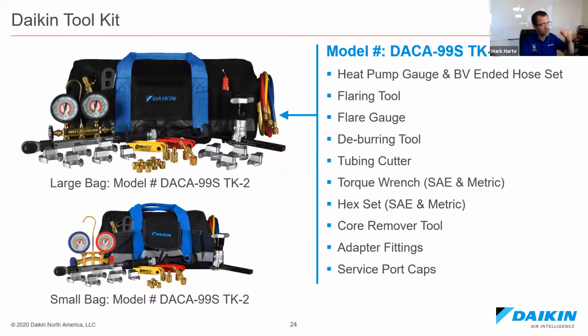You get torque wrenches, deburring tool. Deburring refrigerant piping is massively important. When they clean it out on the inside, they've got to deburr it, because if you don't, you'll get turbulent flow. Torque wrenches, gauges, manifold sets, adapters, service. So it's handy. There's a commercial bag. This is a commercial bag. This is a residential bag.